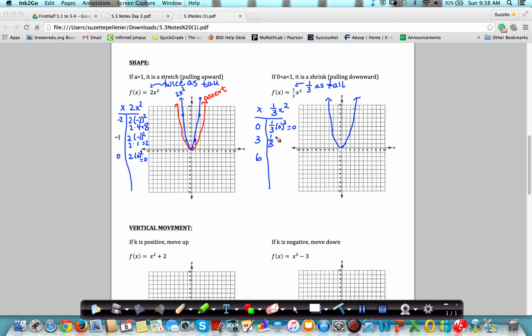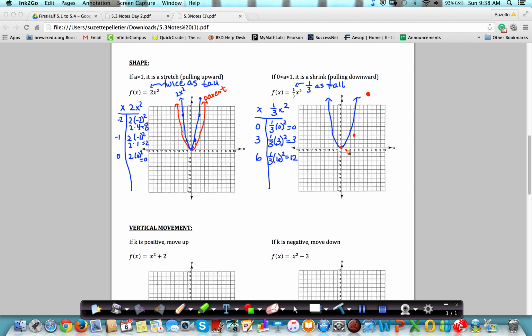And then I'm going to do 1/3 of 3 squared. 3 times 3 is 9. 1/3 of 9, or 9 divided by 3, is 3. And then I'm going to do 6 squared is 36, and 36 divided by 3 is 12. So if I were to graph that, and if I were using bigger graph paper, I would see 0, and then over to 3, I'm up to 3. And then at 6, I'm way over here. I'm going to be way up here at 12. So like up here somewhere.